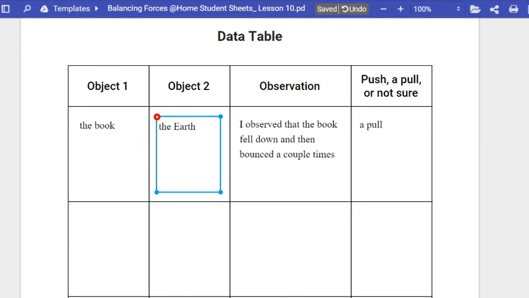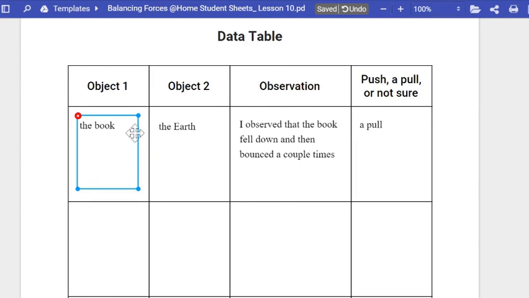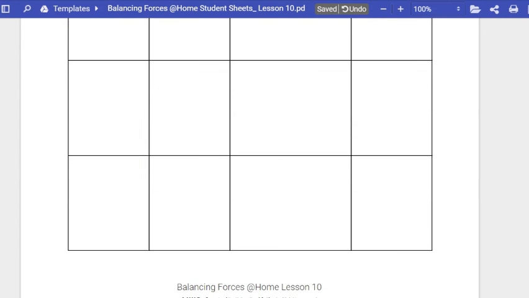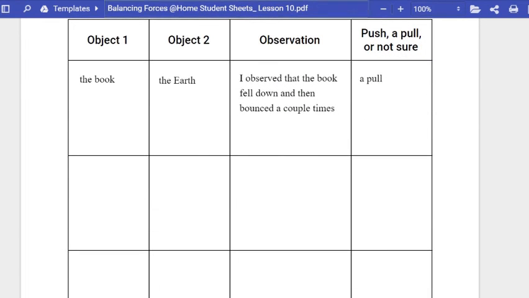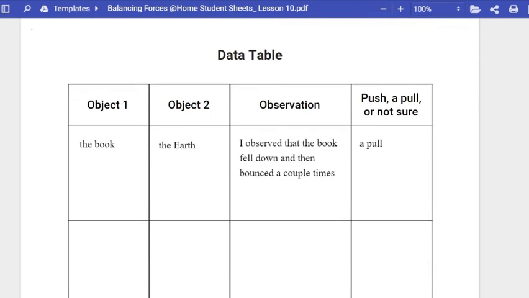Okay, so I think these answers will stay on your assignment, so you'll have them there as an example when you open it yourself. You're going to go find 3 objects. You can use the ones you already did on Monday or look for 3 more. And you're going to drop each of them. You're going to write the name of the object you dropped and the other object that was acting on it, and then what you observed happened and whether you think it was a push, a pull, or not sure.